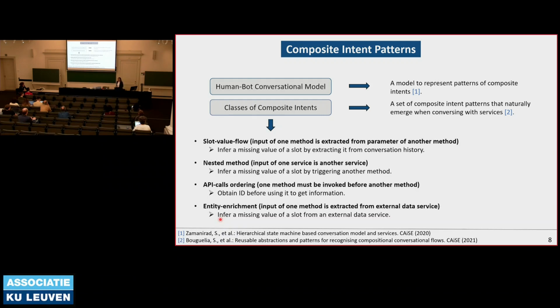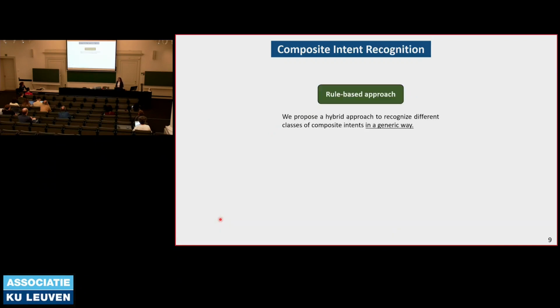So this is what we have done in our previous work. Today, we are presenting a new rule-based approach to recognize different classes of composite intents in a generic way. What we mean by in a generic way is that when we identify a new class of composite intent, we can add its rules to the chatbot, and this will allow the chatbot to recognize this class during a conversation.